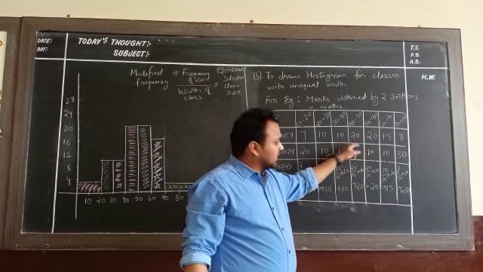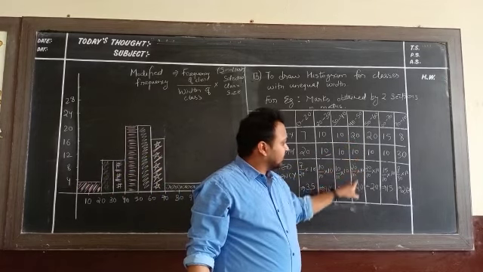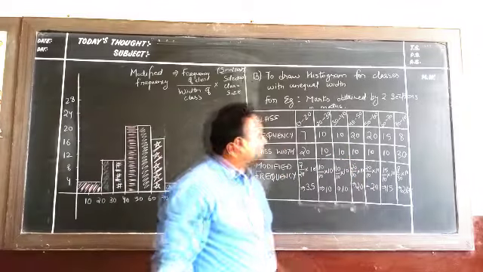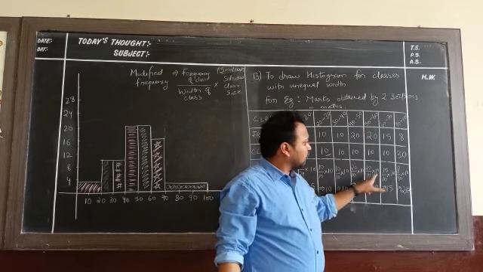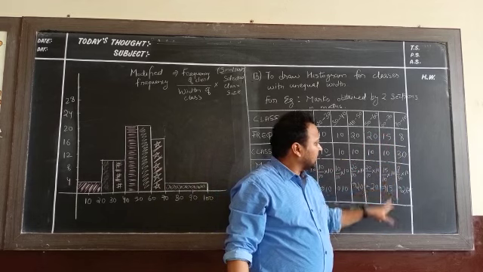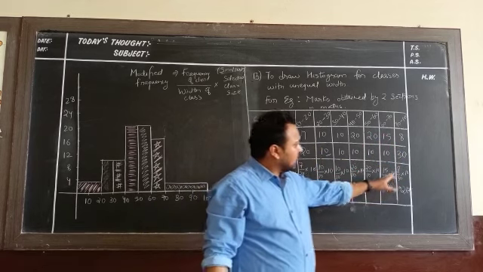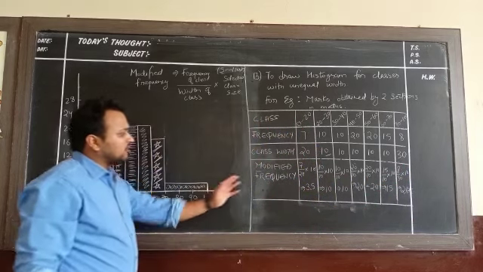Here the frequency is 20, so 20 upon 10 into 10, because the class width is 10. Here also frequency is 20 and class width is 10, so 20 upon 10 into 10, where 10 is the smallest class size. Here 15 upon 10 into 10, that is 15. Here 8 upon 30 into 10, that is 2.67. So we will get all these values.